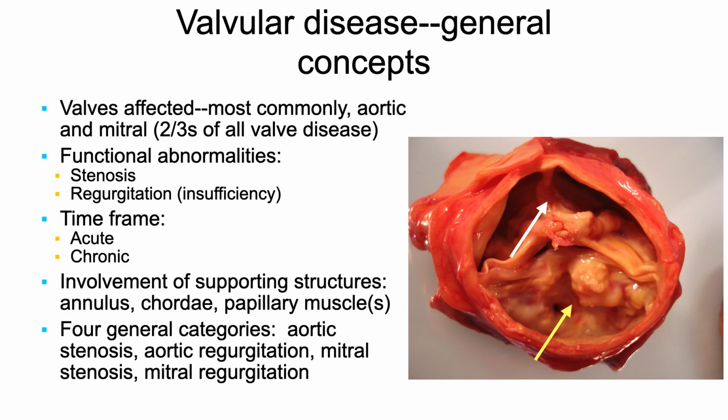And usually when you're talking about valvular disease, you either have stenosis or regurgitation. Stenosis is where outflow is blocked. Regurgitation, which is also called insufficiency, is where it leaks. It can develop acutely or chronically. Usually stenosis develops chronically, whereas insufficiency can develop acutely.